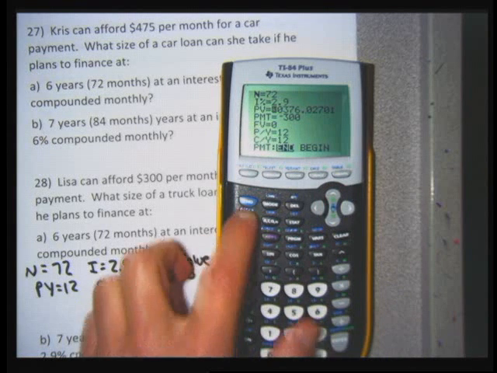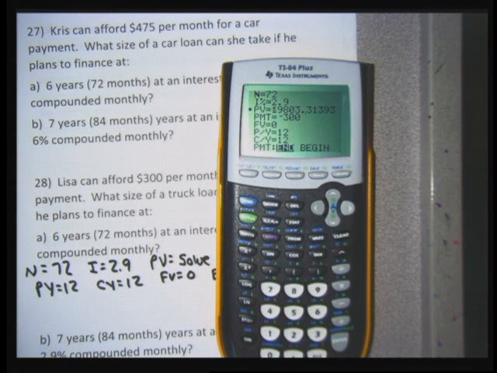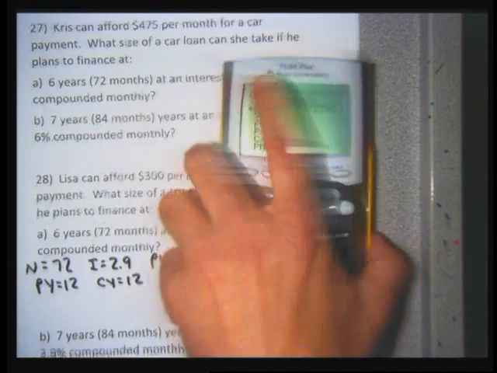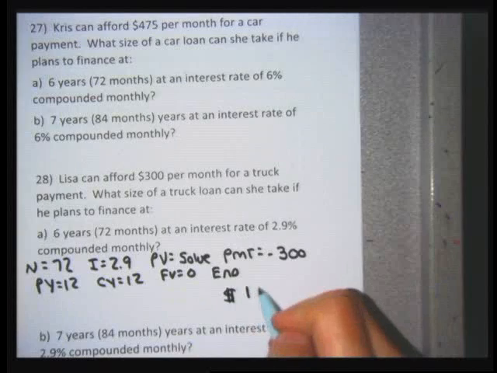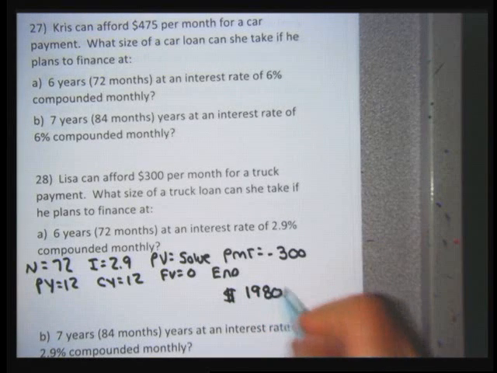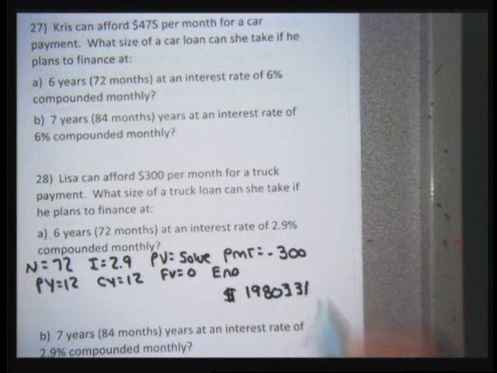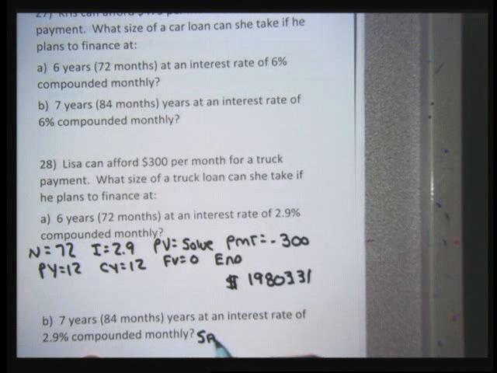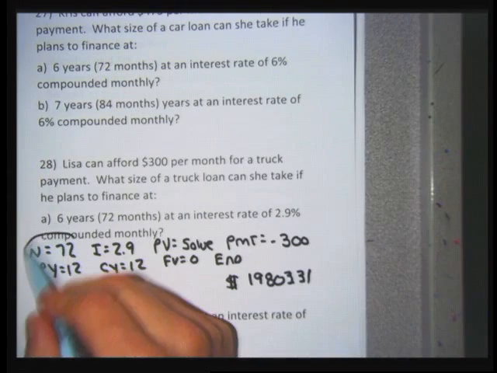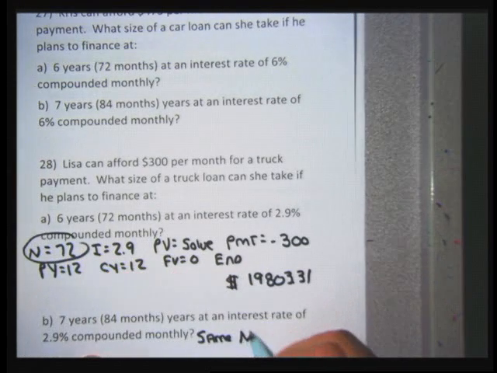I hit alpha and enter, and I get $19,803.31. So for part A of number 28, $19,803.31. For part B, everything else is the same other than the N is going to bump up to 84.